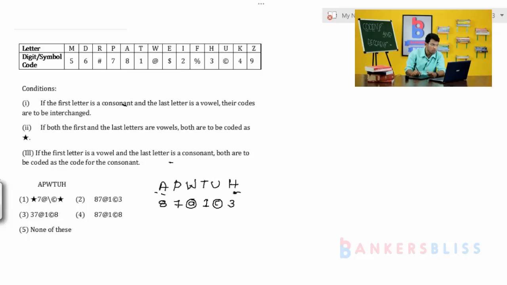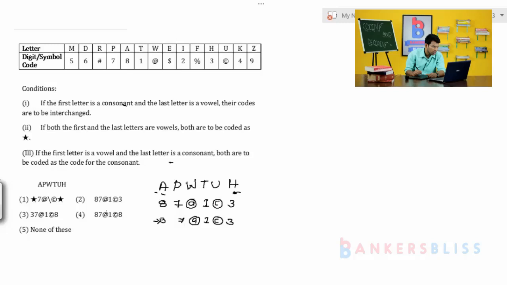What is the code for the consonant? 3. It is nothing but 3 is coded for A also and 3 is coded for H, and the remaining are constant: 3, 7, @, 1, copyright and 3. Again simple, guys, locate the conclusion. If the obtained answer matches with the conclusion, then the conclusion is right. Okay, which option is there? That is 3, 7, @, 1, copyright, 3.